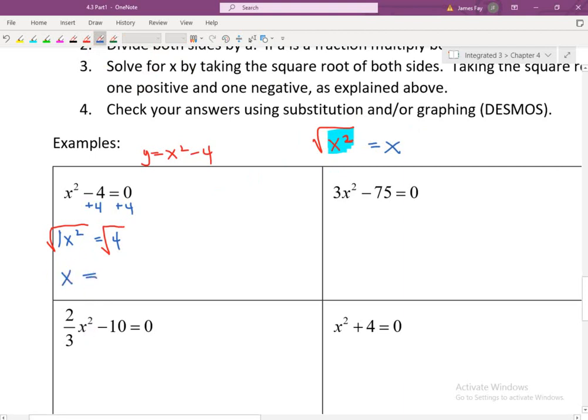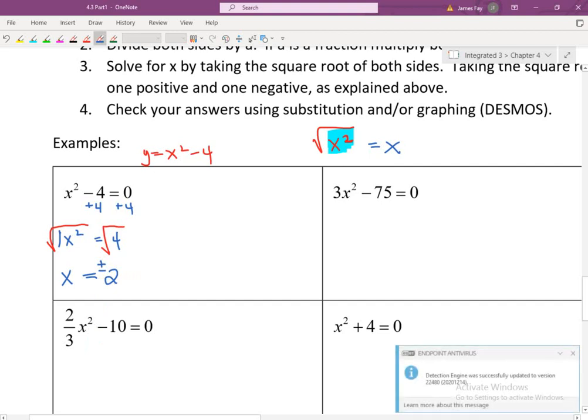And that was the idea I mentioned, that square roots and powers of 2 are inverses of one another. They undo each other. They cancel each other out. So the left-hand side gives me x. Now, the right-hand side: what's the square root of 4? What number can I multiply by itself 2 times to get 4? 2.